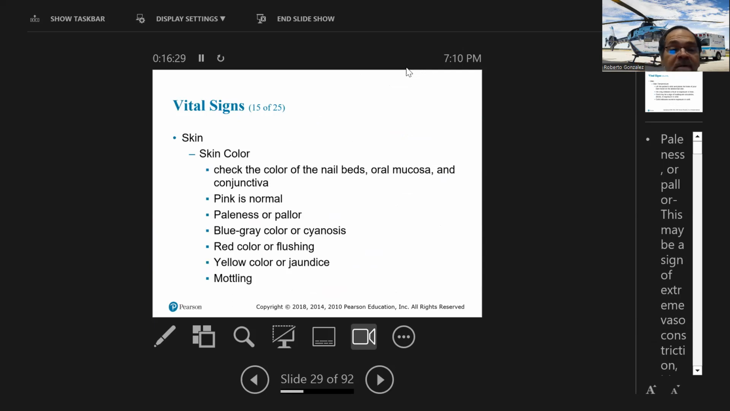Check for color of the nail beds also, oral mucosa and conjunctiva. Pink is normal. Paleness is pallor. Blue-gray is cyanosis. Red color is flushing. Yellow color is jaundice, and then of course you have your mottling.